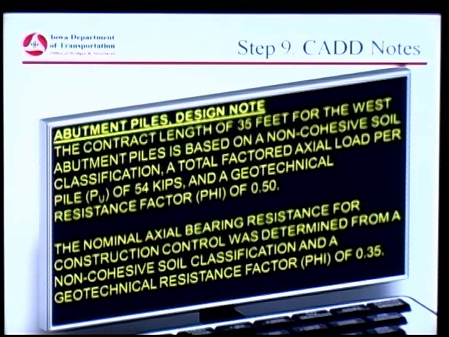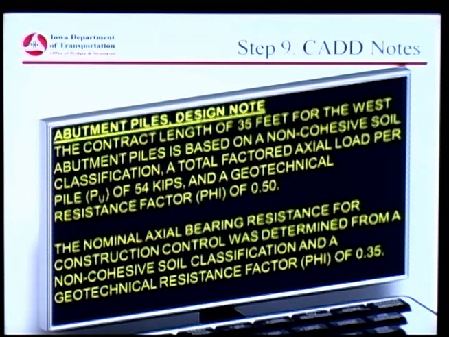So I will read off from this slide: the contract length of 35 feet that was determined earlier for the west abutment piles is based on a non-cohesive soil classification. We know that the contract length is 35 feet in a non-cohesive soil profile, with a total factored axial load per pile, PU, of 54 kips. So we also include the factored load used in the design and a geotechnical resistance factor of 0.5.